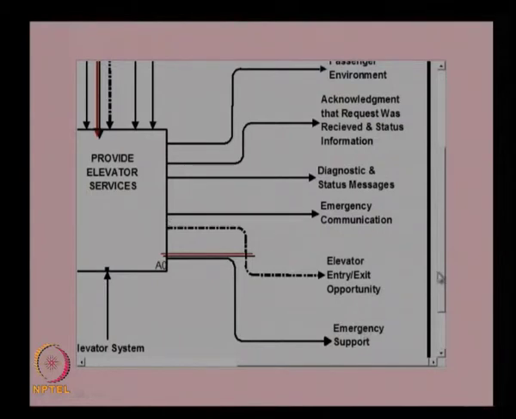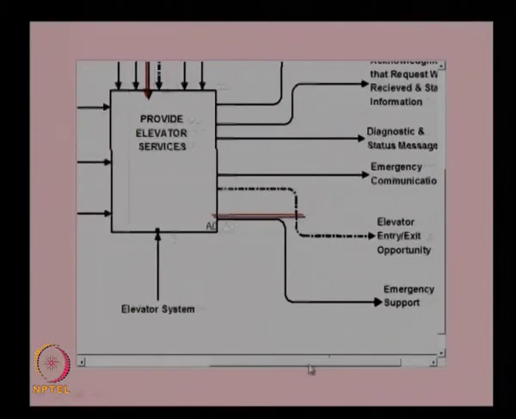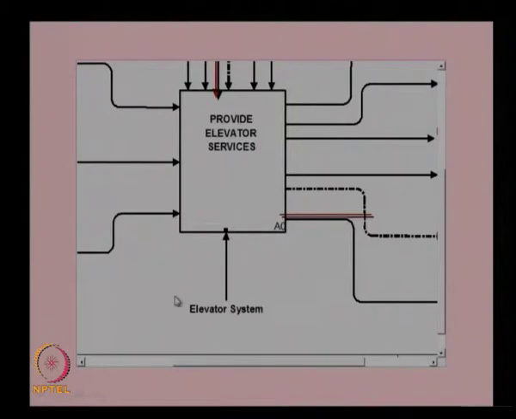Then there is emergency support, in emergency situations, like supporting the passengers in the case of an emergency by opening the doors or going to the next level wherever the access is available. So, these are the outputs coming from the system. As you can see here, the elevator system is the main mechanical system which actually provides elevator services. Here the elevator system is converting all these inputs to outputs.